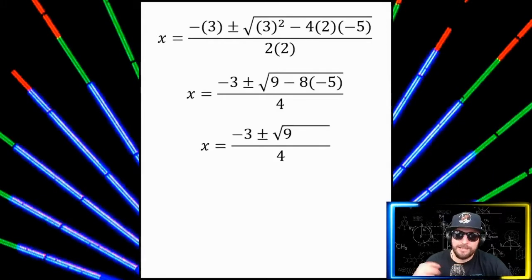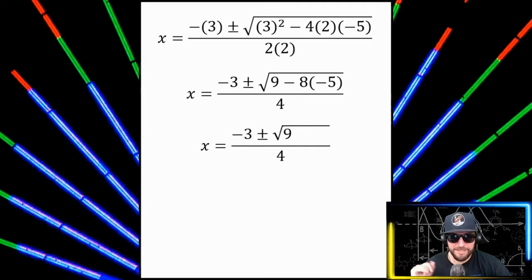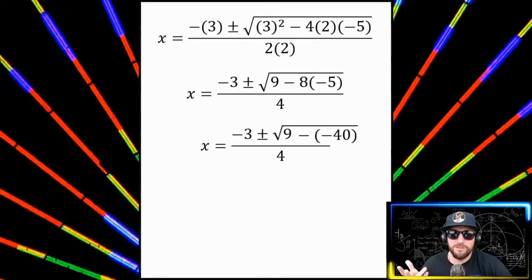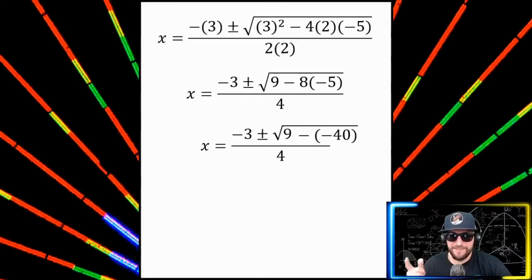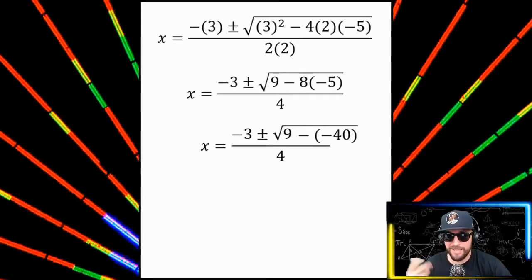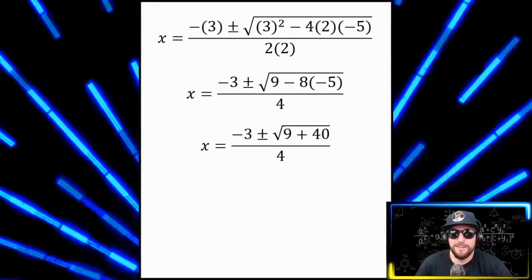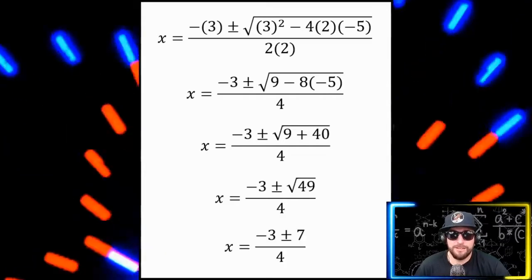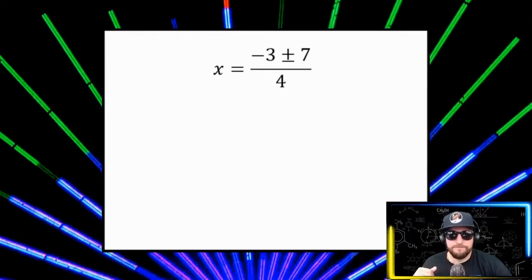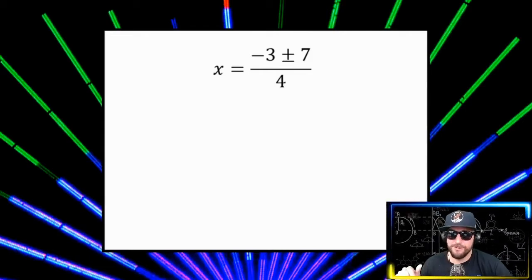So here I like to think of it as a negative 8 times a negative 5. So that's positive 40. We could have also thought of it as 8 times negative 5 is negative 40. So we get minus negative 40. But when you square that, you still get plus 40. So all roads lead to the same place. 9 plus 40, 49. Square root of 49 is 7. Alright, so we got x equals negative 3 plus or minus 7 over 4.